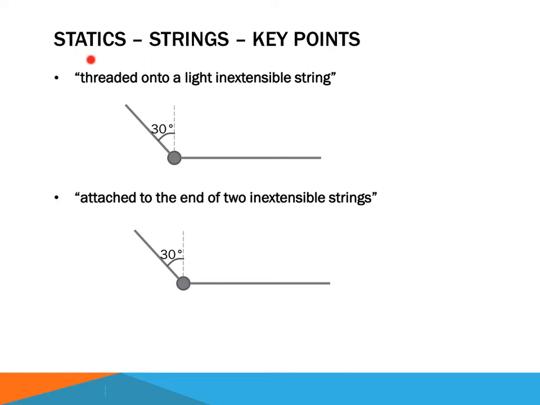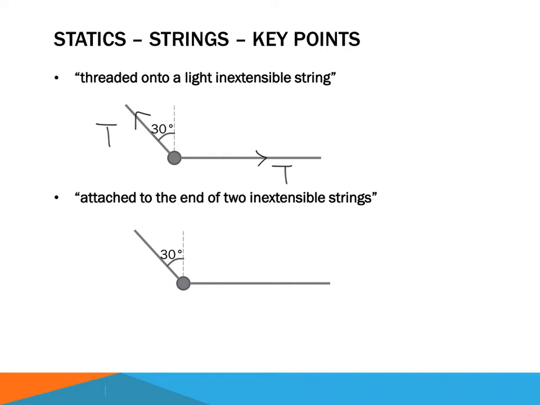Either you want to look out for this word threaded, because that means that this whole piece of string here is all one string, and as we know that it's light and inextensible, we know that the tension is the same throughout. So when we put our tension onto the diagram, we can quite happily put T and T on both parts of the string because it's all one.